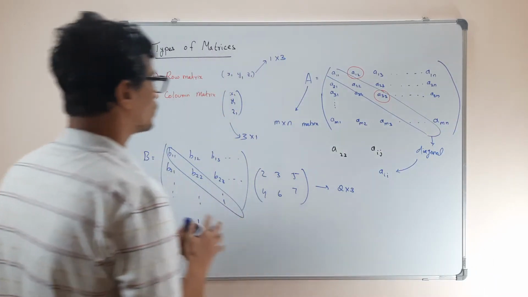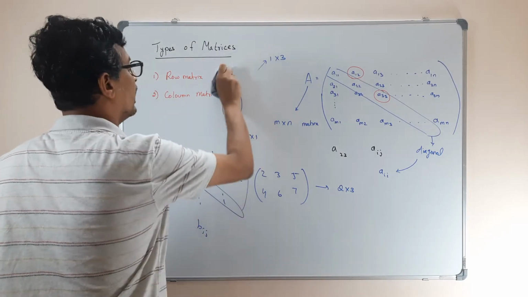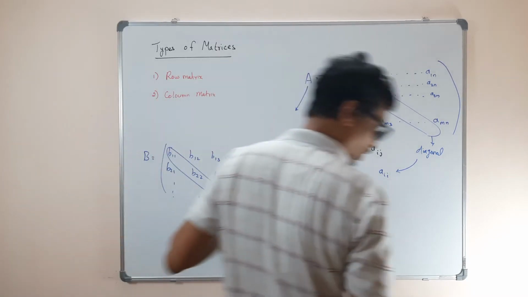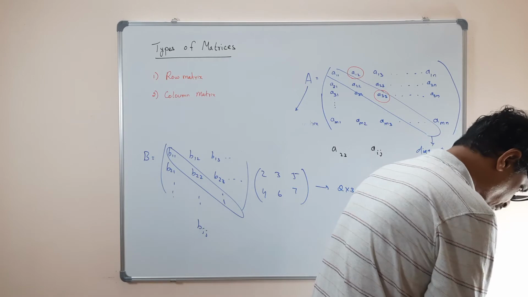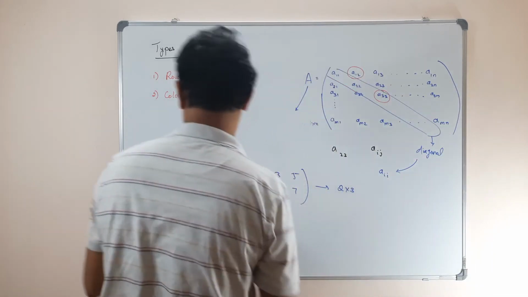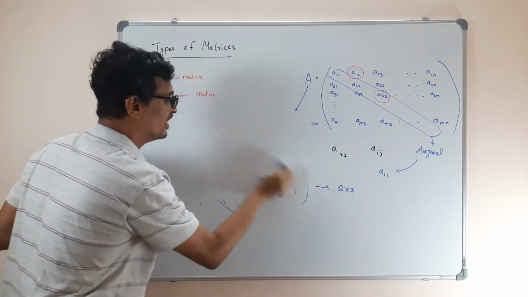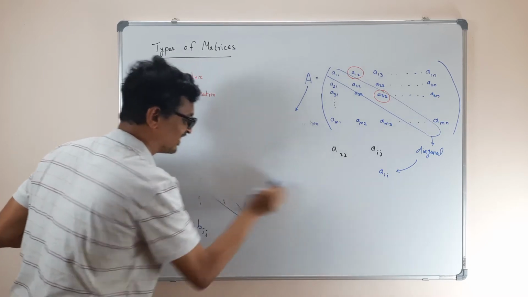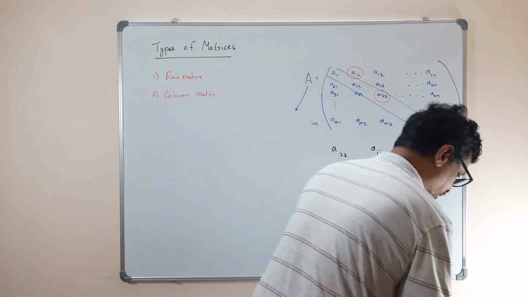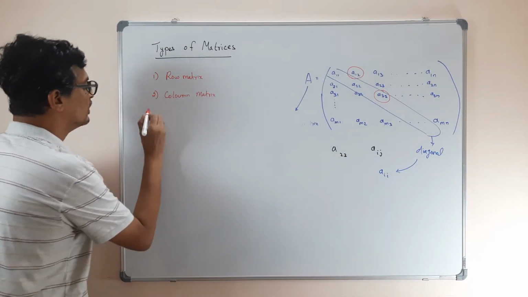Fine. So these are two simple matrices. First we defined a row matrix and a column matrix. The next important matrix is what we call a square matrix. What do you mean by a square matrix? The rows and columns will be equal. Yes, simple. The name itself will give you what it is. When you have an equal number of rows and columns, you call that a square matrix.